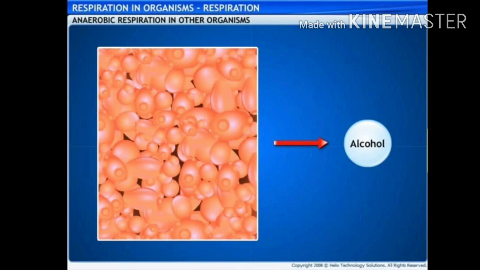Students, see this diagram. This is the diagram of a fungus which is known as yeast. In yeast, anaerobic respiration occurs. It means the respiration which occurs in the absence of oxygen, and the product which is formed by this process is known as alcohol.